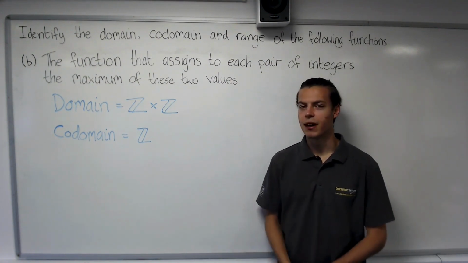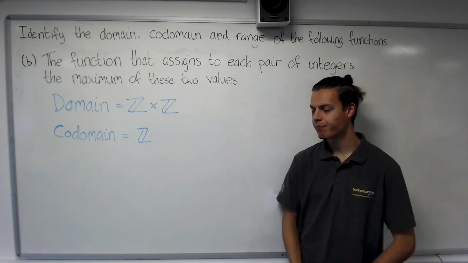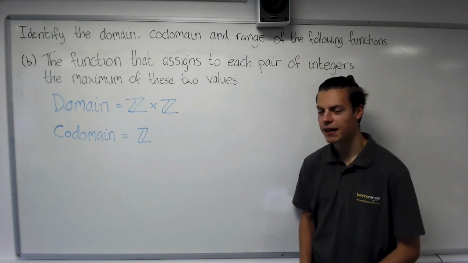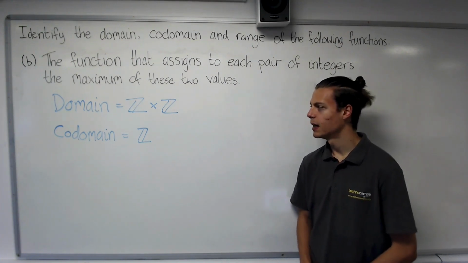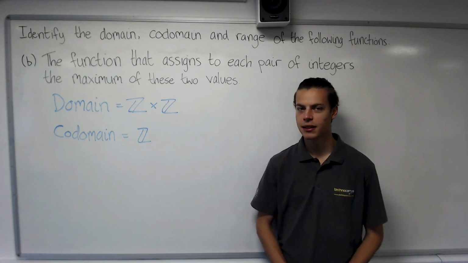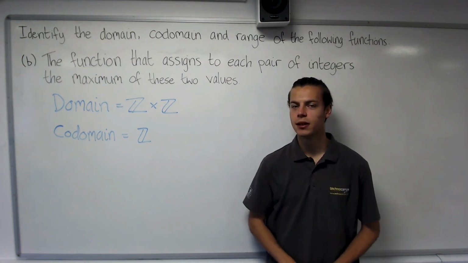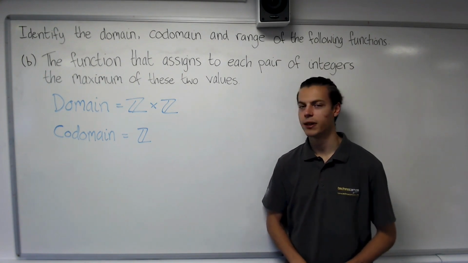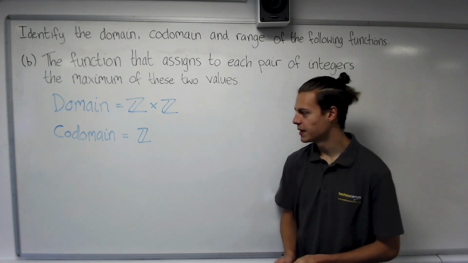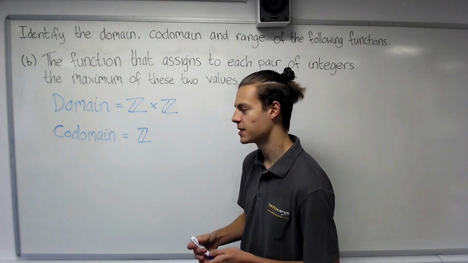And I claim that the range of this function is also the set of integers. Okay? To see this, consider any integer, call it n, right? Now subtract 1 from it, and consider the pair n and n minus 1. Right? Clearly this function will output the number n given that pair, right? So hopefully I've convinced you that the range of this function is also the set of integers.